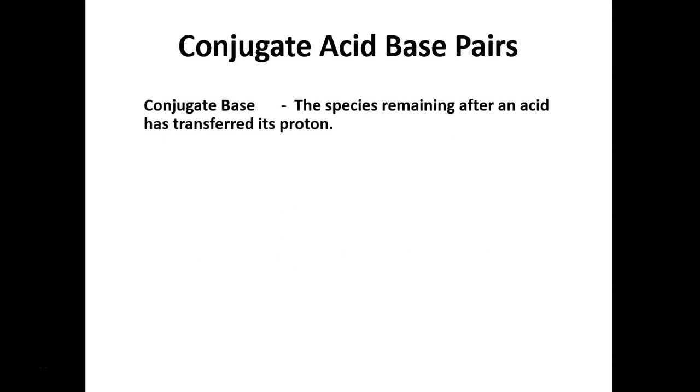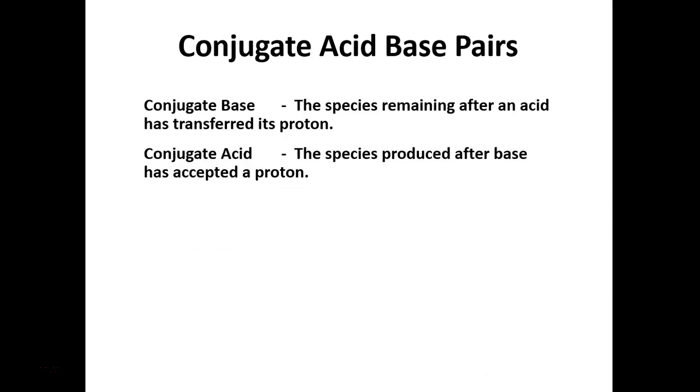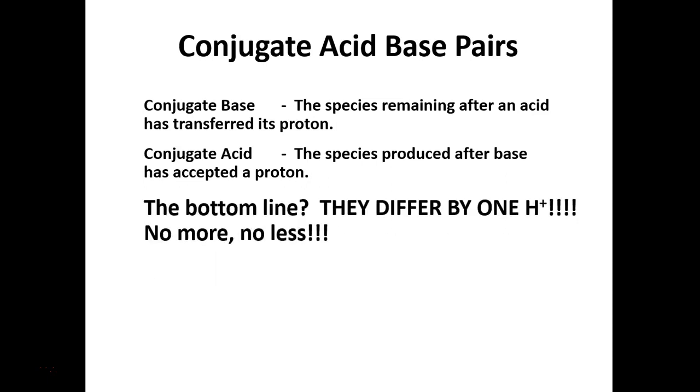A conjugate base is what remains after an acid has donated its proton, and a conjugate acid is what's produced after a base has accepted a proton. So a conjugate acid-base pair will differ by 1 H+, no more, no less. It's a really common question on IB to ask which of the following represents a conjugate acid-base pair, and you're just looking for two things that differ by 1 H+, so don't be tricked by that.